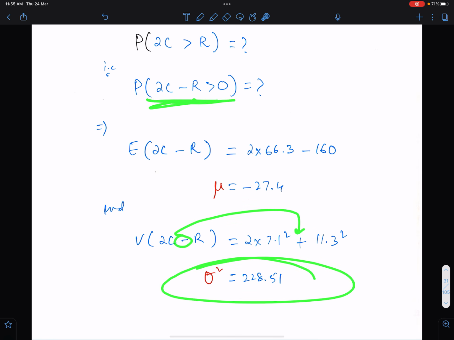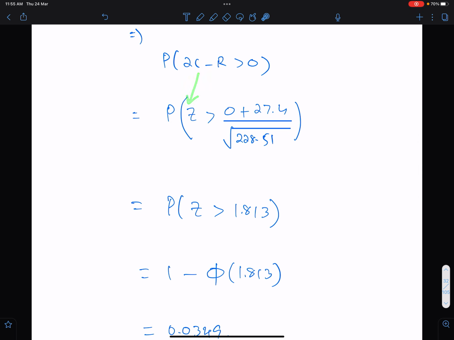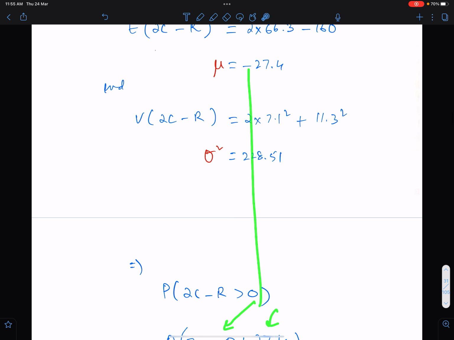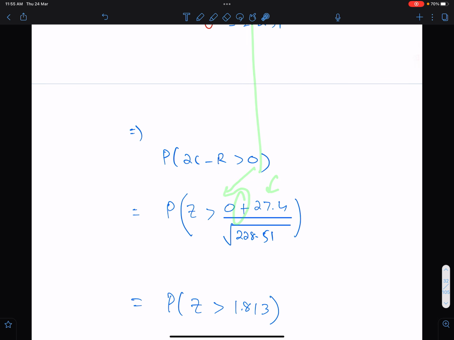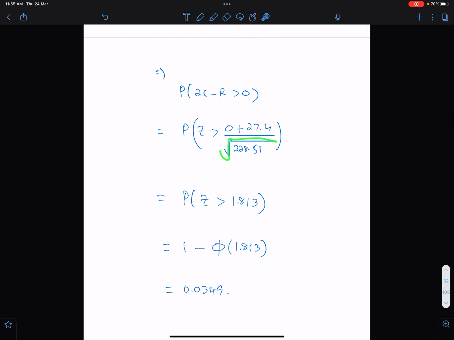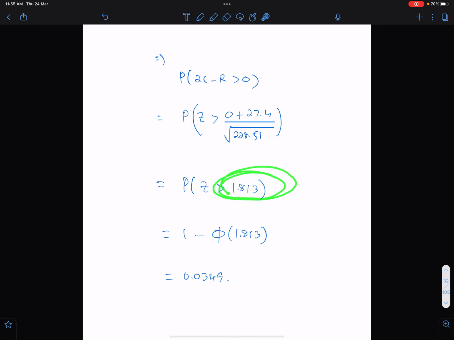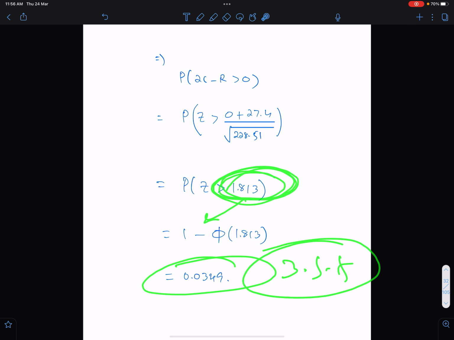Now for this probability, convert this statement into Z. So 0 minus mu, since mu is negative, we have a positive sign here. And this is under root sigma square. Here is the final answer. This is a small area, so 1 minus 5. And make sure you give your answer up to 3 significant figures.